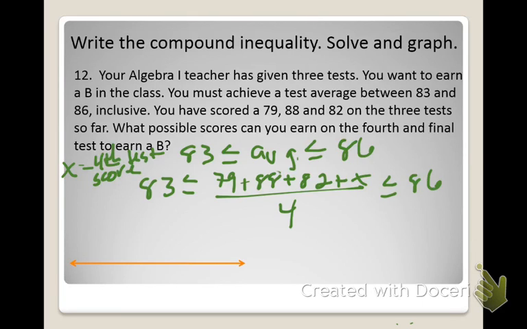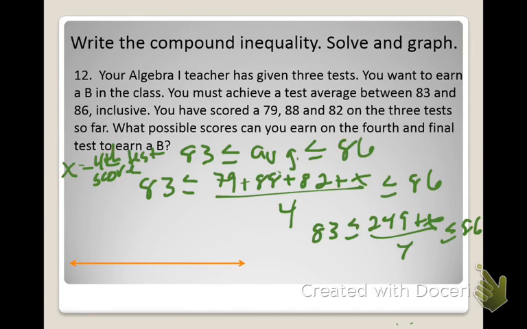That looks complicated, but we can actually combine some like terms, right? In other words, we can add 79, 88, and 82 to get 170 plus 79, which is what, 249? Ends up being 83 is less than or equal to 249 plus X all over 4, less than or equal to 86. Now we're setting up just like the practice problems you guys had a few minutes ago.